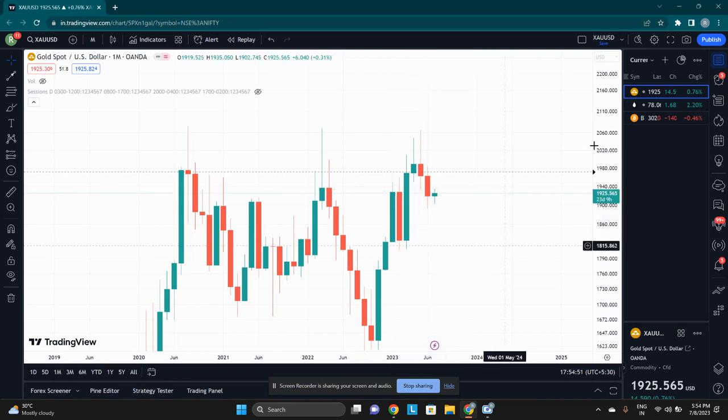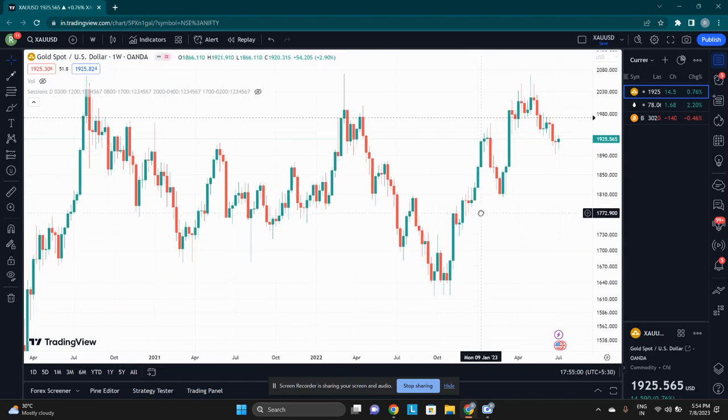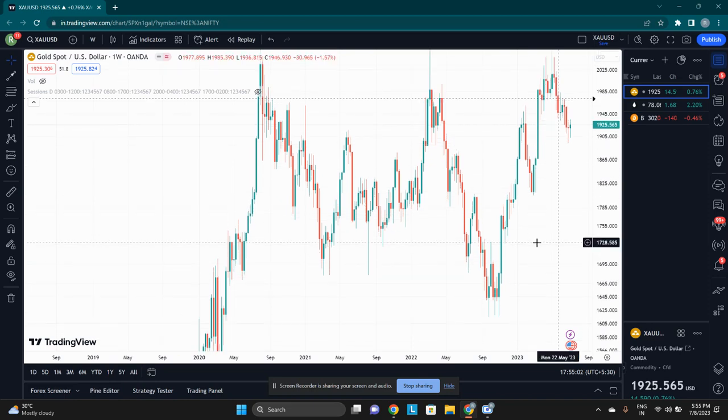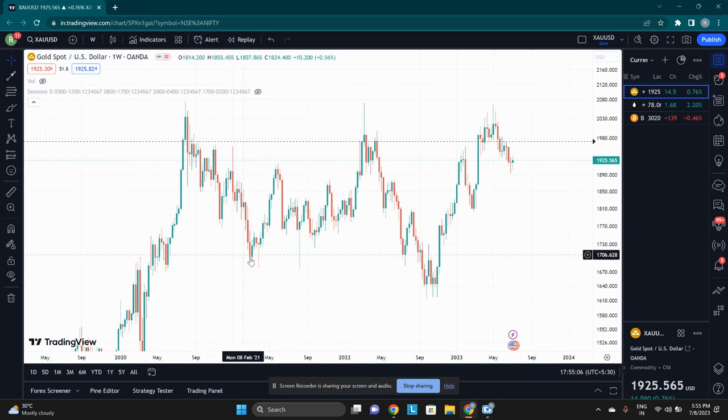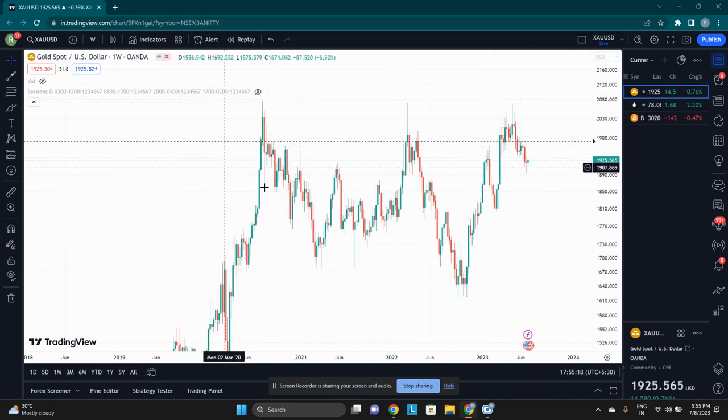Now let's hop on to the weekly chart. On the weekly basis also, it sort of looks like a W pattern. It is possible that if there is some good news from the Fed, then we can make a turnaround like this and go up. Or it could also be a triple top formation and come down as well.